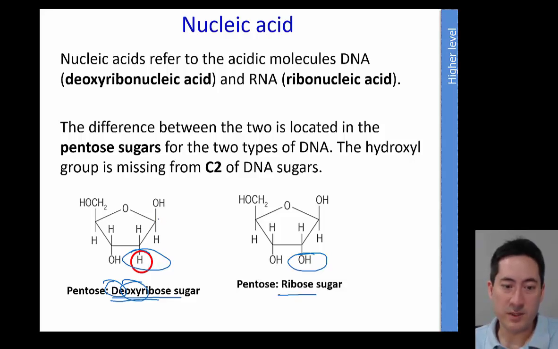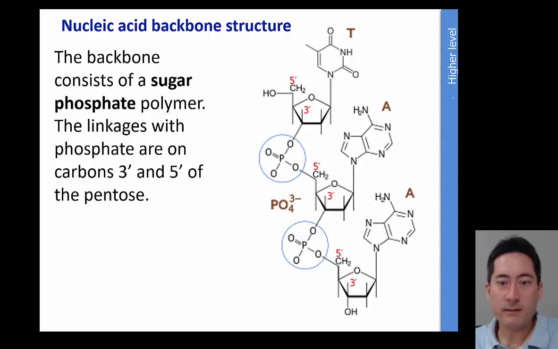and as I'll mention later, remember to always number it going in a clockwise direction from the oxygen. So this is carbon 1, carbon 2, carbon 3, carbon 4, and carbon 5. Okay, so on the carbon 2, the hydroxyl group is missing for deoxyribonucleic acid.